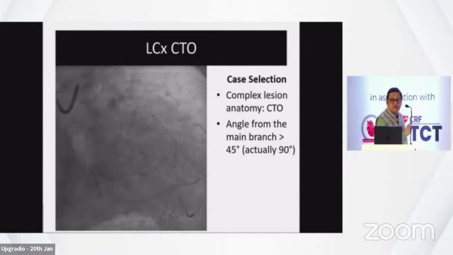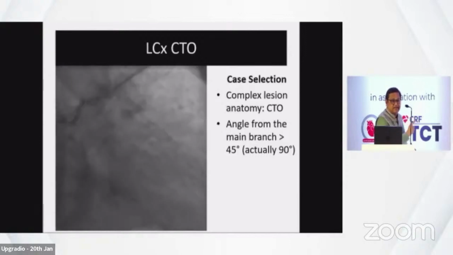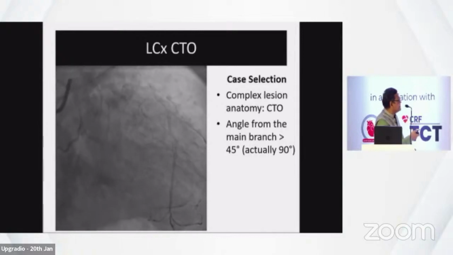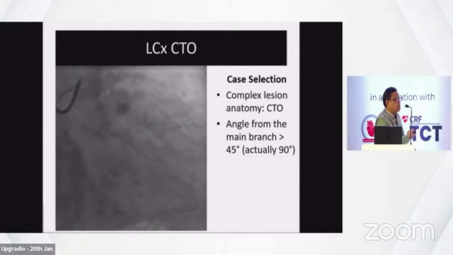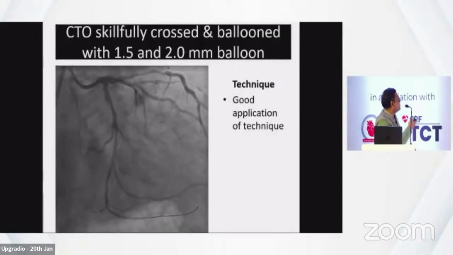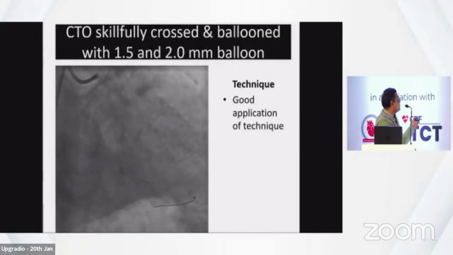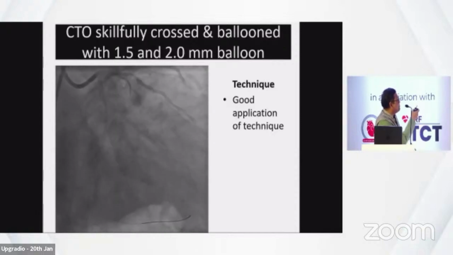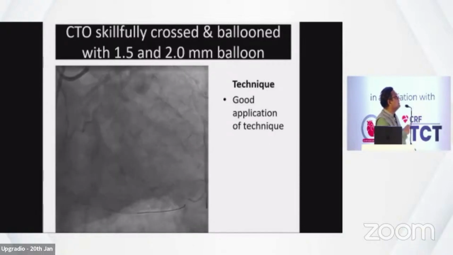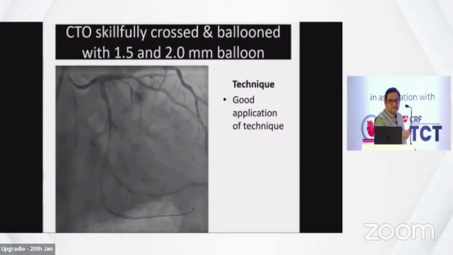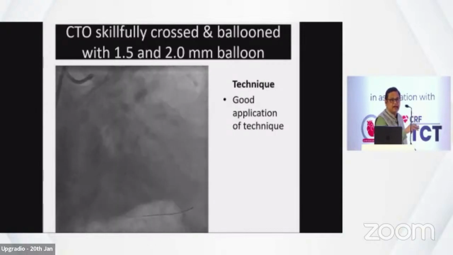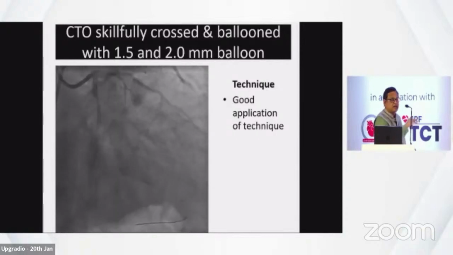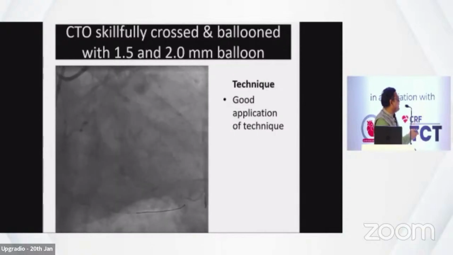So all the risk factors are present in this case, which could make you think that this case might have an embolization. So again, fortunately, CTO was skillfully crossed. You can see the wire there and balloon with 1.5 and 2 millimeter balloon. So we can say that the operator applied the technique, is a skilled operator, and he could at least cross it and even balloon it.